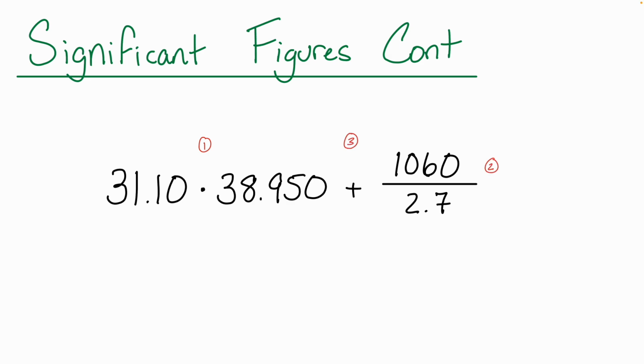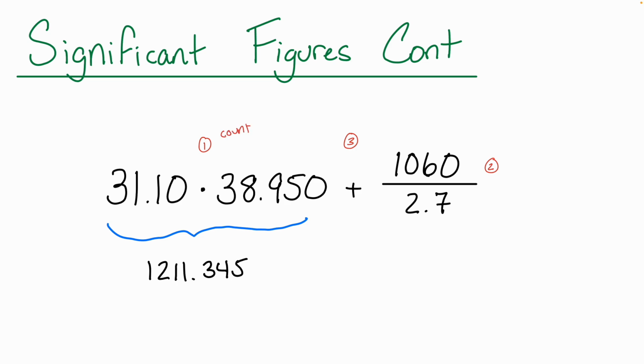Okay? So step one, I'm just going to punch it into my calculator. My calculator is going to give me 1,211.345. But now we got to apply our rules for sig figs, and for a multiplication problem, is that our counting sig fig rules or our position sig fig rules?